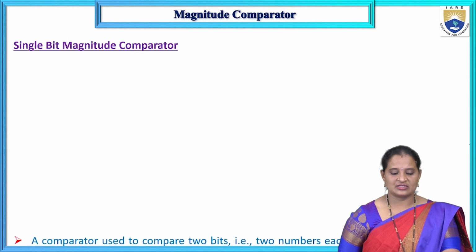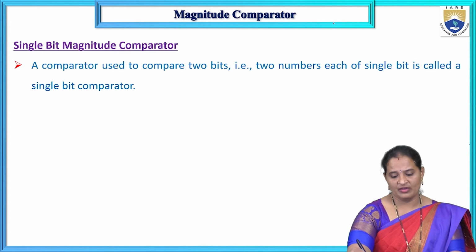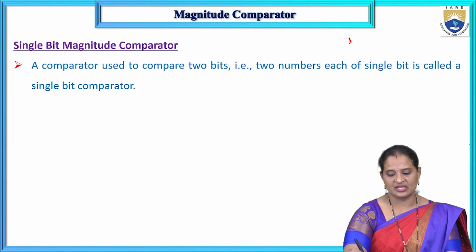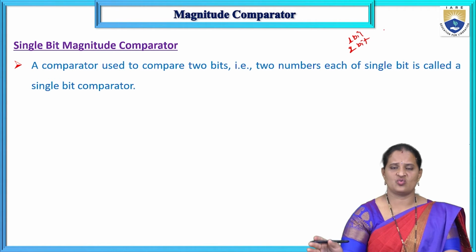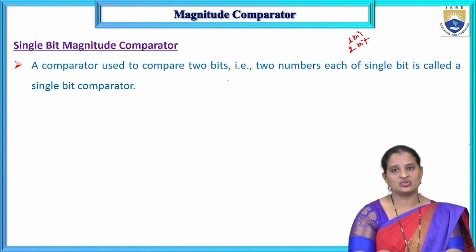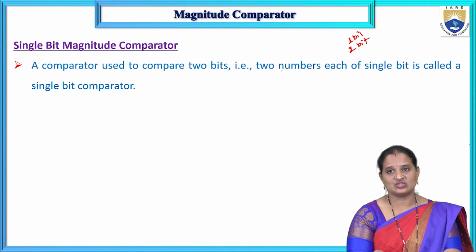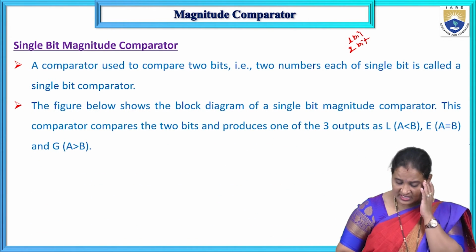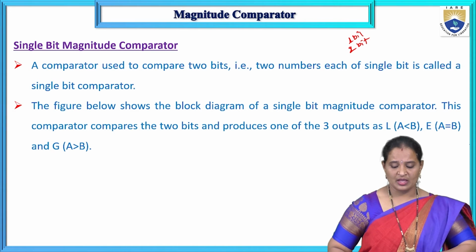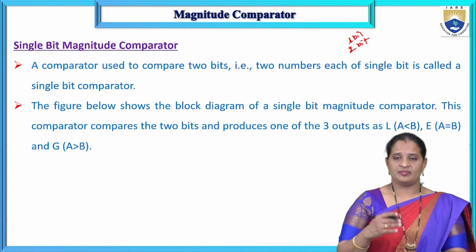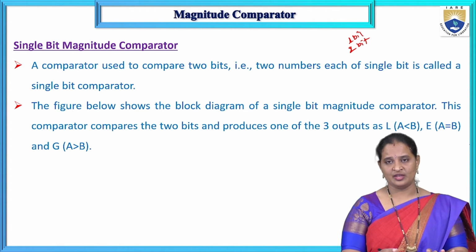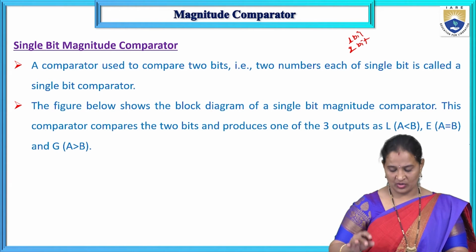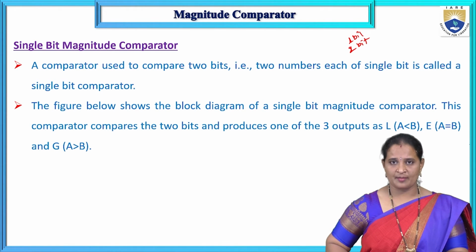The possible sizes of comparators are: we can have two binary numbers of 1 bit each, or 2 bits each, or 3 bits each, and so on. A comparator used to compare two numbers, each of a single bit, is called a single bit comparator. Now let us see the block diagram of the single bit comparator. As I told you, whatever the number of bits in the input, we have three possible outputs whenever we perform the comparison.